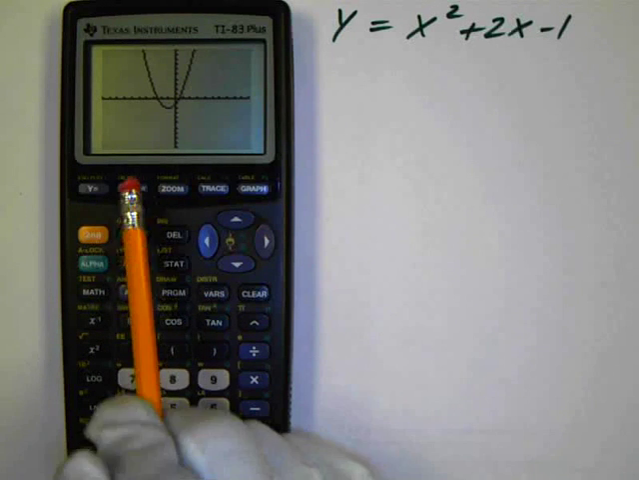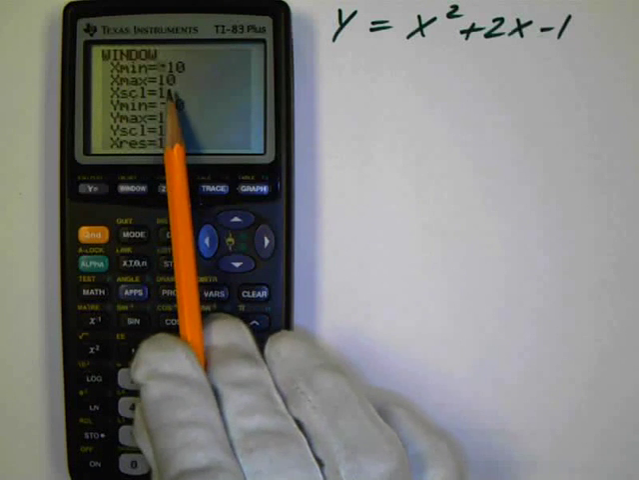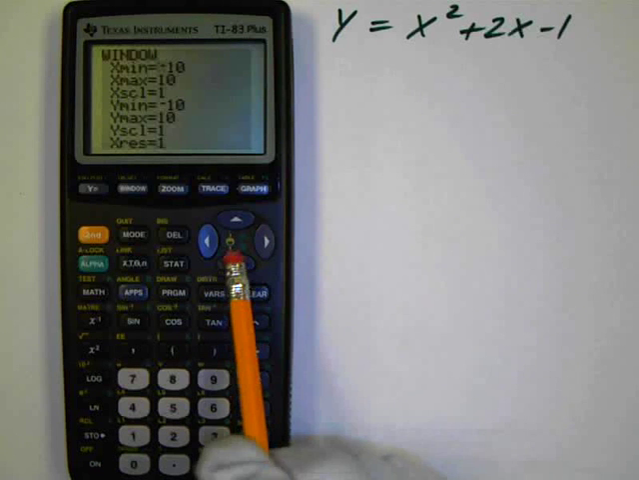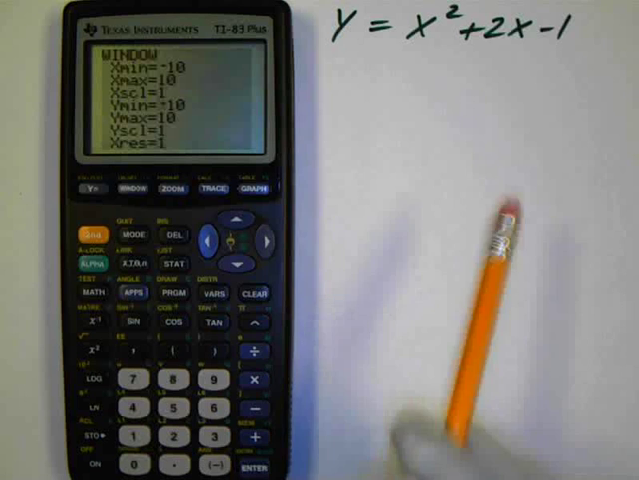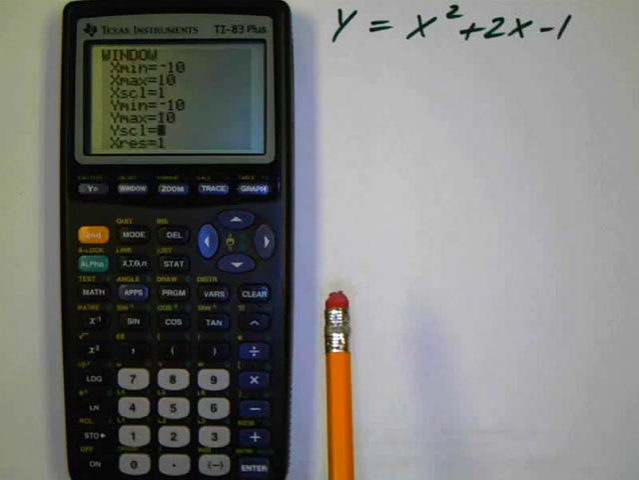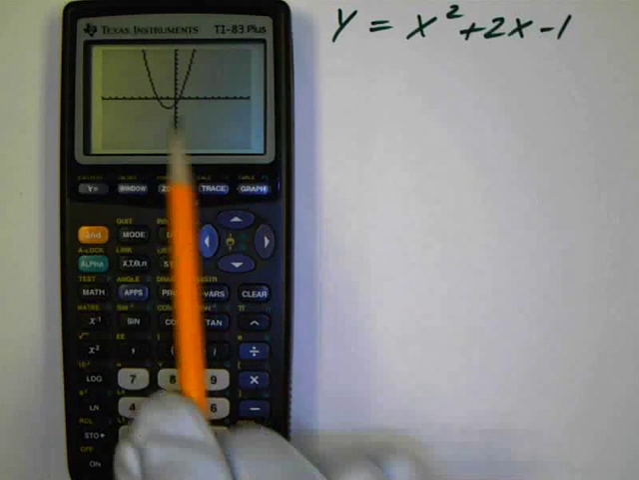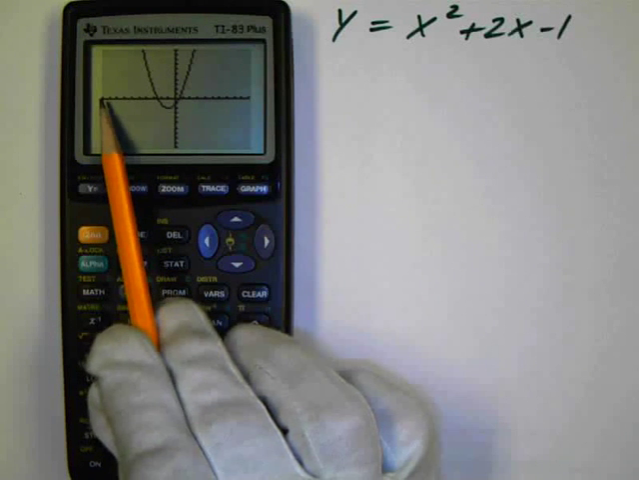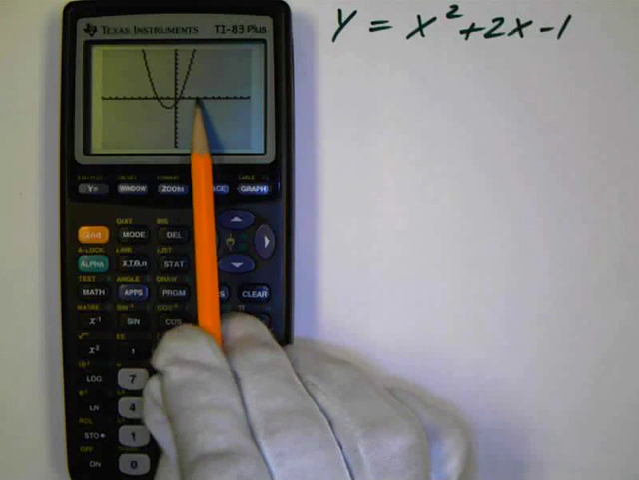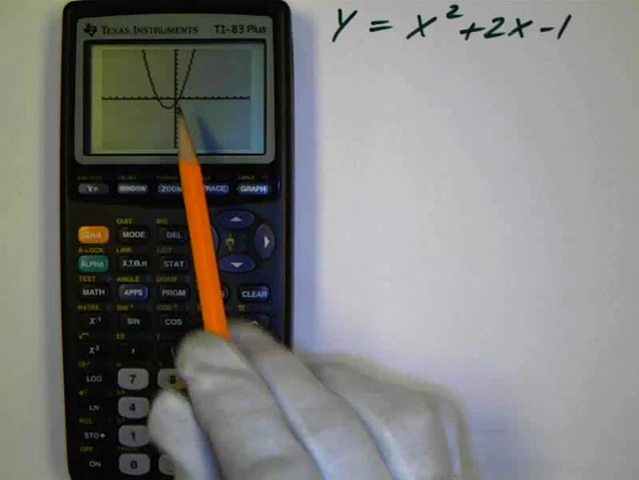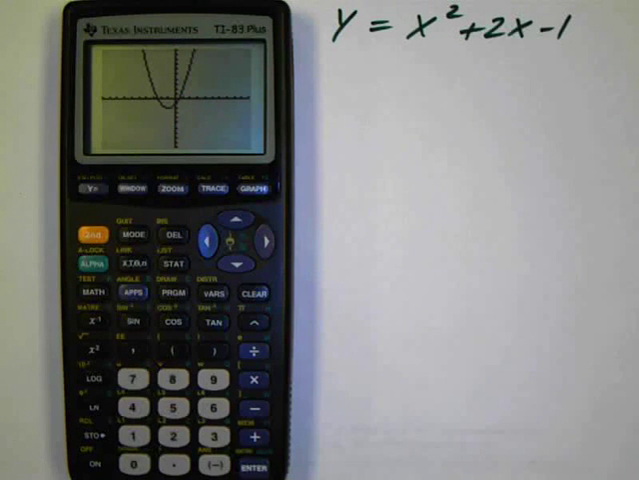Now, if you look at the window, that tells you my x values are going from negative 10 to positive 10. My scale is 1. That means each of those little notches is 1 unit. And I'm going from negative 10 to positive 10 on the y, the same scale. So if I go back and look at the graph, the x minimum is negative 10, the scale is 1, so each of these little increments is 1. And my y is going from negative 10 to positive 10, and each of these is 1. So that's how the window works.